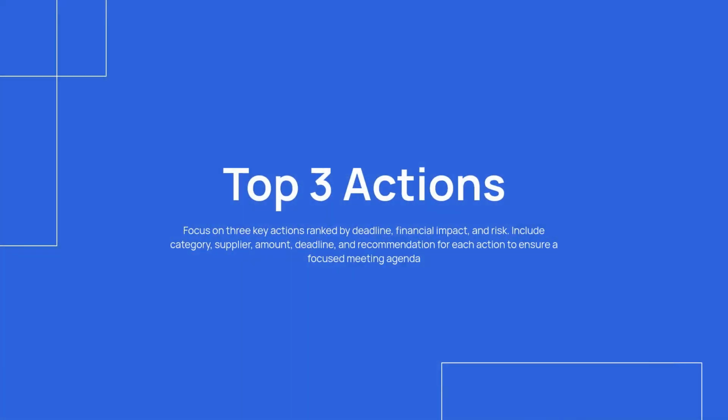Identify the top 3 actions needing attention. Rank them by deadline, dollar impact, and risk. Each action must include category, supplier, amount, deadline, and recommendation. Limit to 3 actions. This ensures a focused meeting agenda.